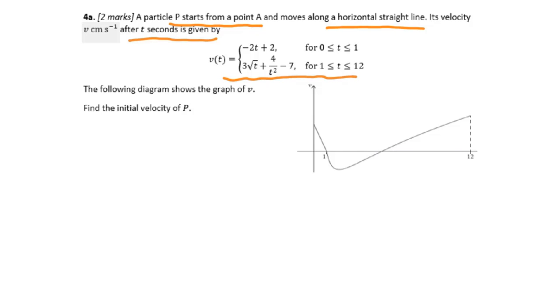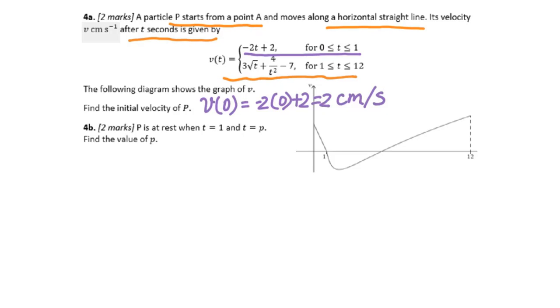When we talk about initial velocity, it means V of 0. So we substitute 0 into this equation. You will get -2 times 0 plus 2 equals 2 centimeter over second.